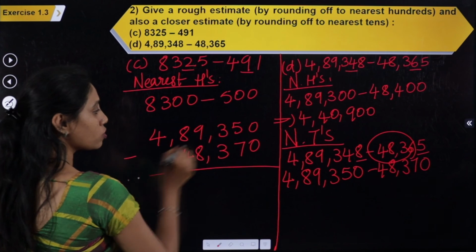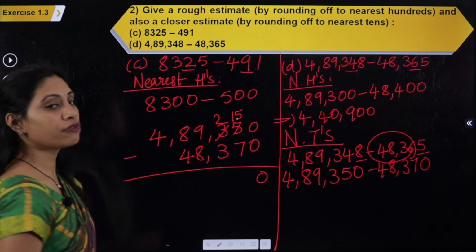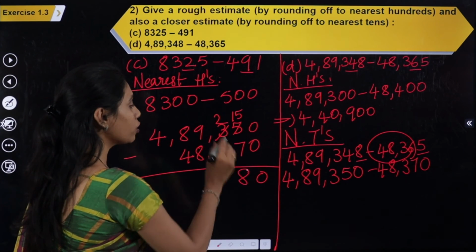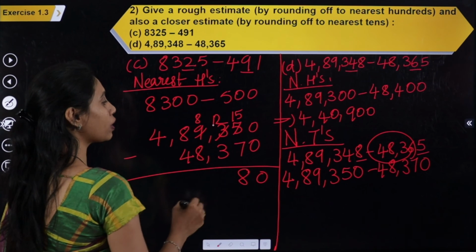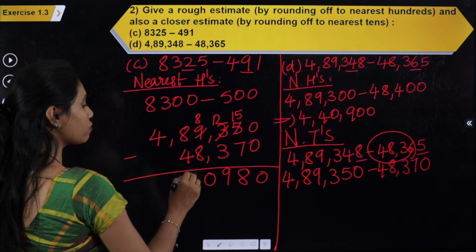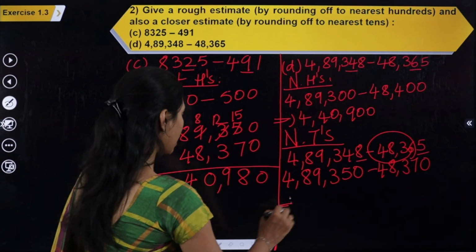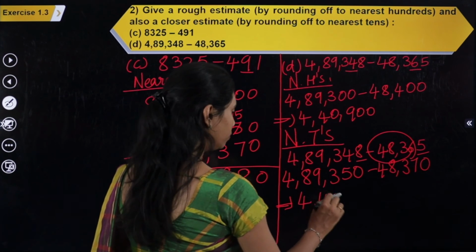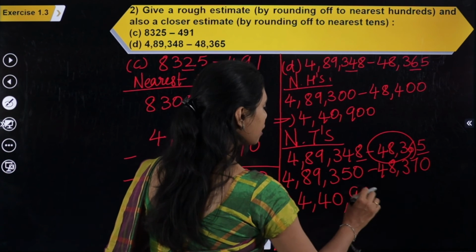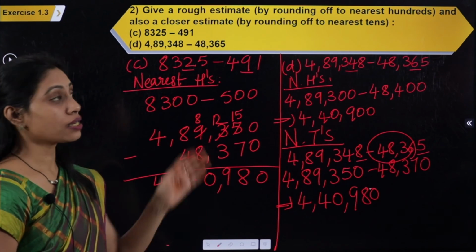48,370. So 0 minus 0 is 0. Next, subtraction is not possible, 15 minus 7 is 8. 2 minus 3 is not possible, so 12 minus 3 is 9. 8 minus 8 is 0. 8 minus 4 is 4. And here we have 4. So the answer here is 4,40,980 when we find the difference of those two numbers to the nearest tens.